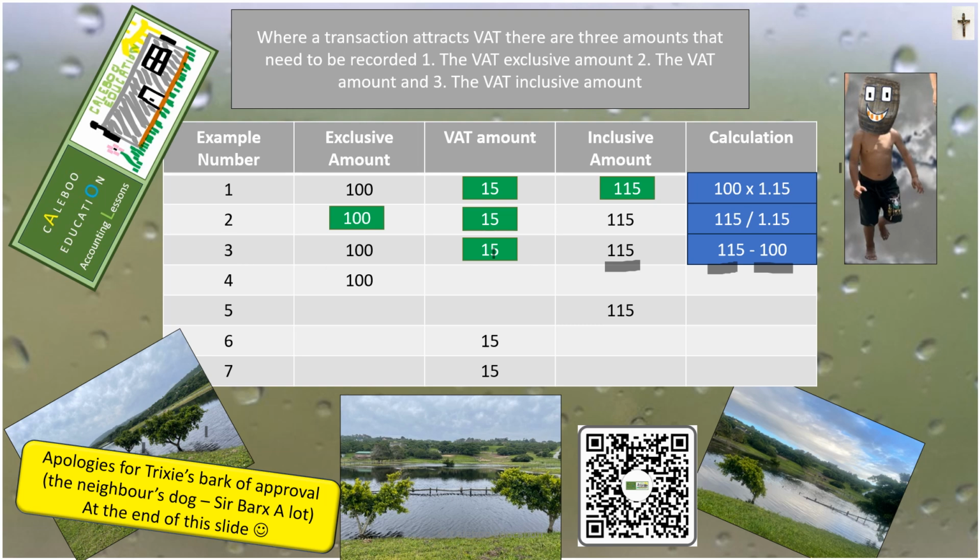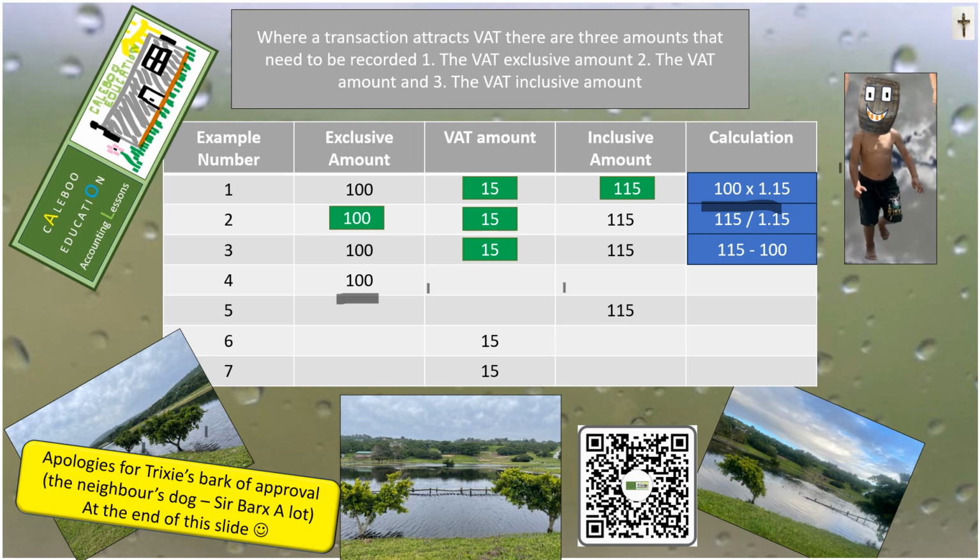Let's go on to number 4. With number 4, it's also quite easy. We've done a calculation or two like this already. They give you the exclusive amount. Now I can calculate the VAT amount first, or I can calculate the inclusive amount, but I've already done that, the inclusive amount in example number 1.